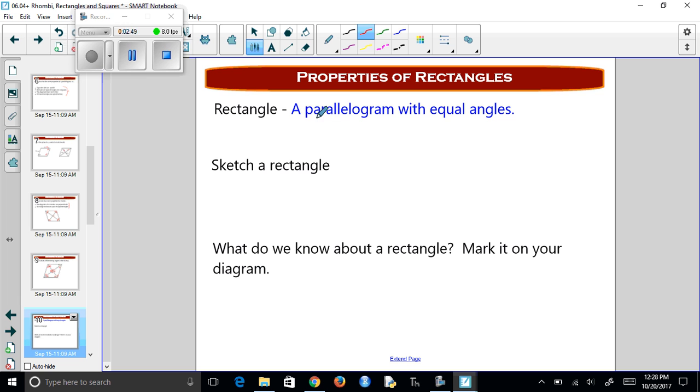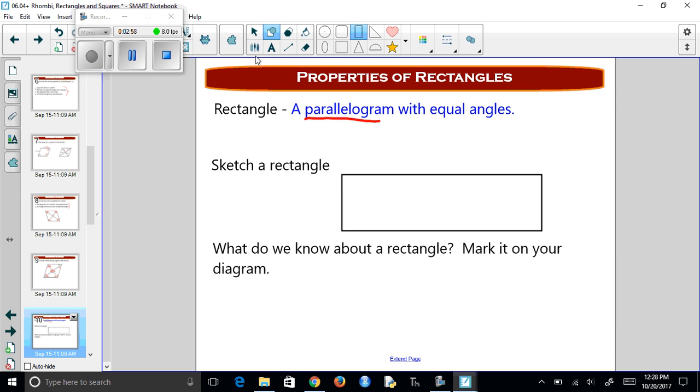Now a rectangle is a type of parallelogram with equal angles. So if I did a quick sketch of a rectangle, we know that the angles would all be equal. So that means they're all 90 degrees because 360 divided by 4. What else do we know? Well, it's a parallelogram, so opposite sides are parallel. We know opposite angles are congruent and consecutive angles are supplementary, but that doesn't quite matter here.